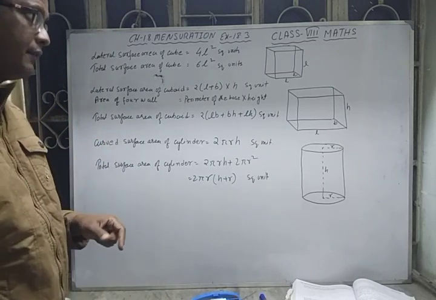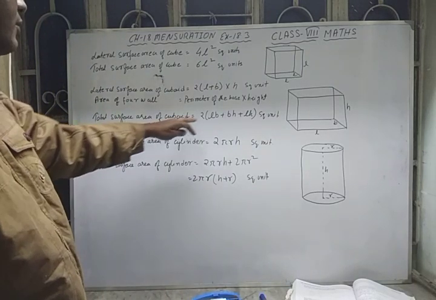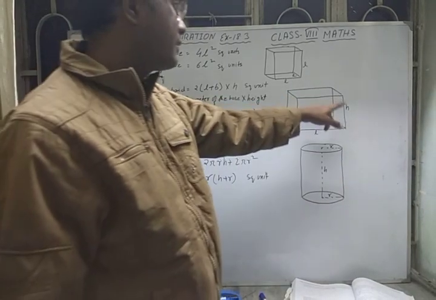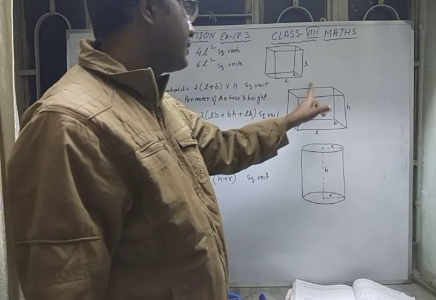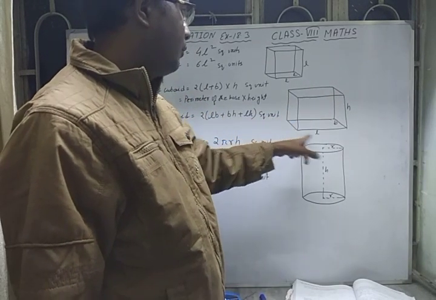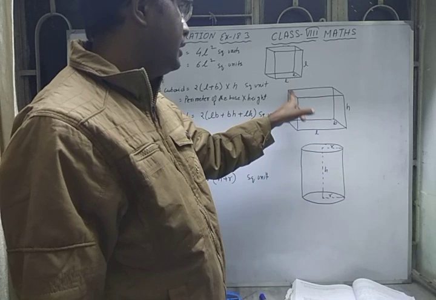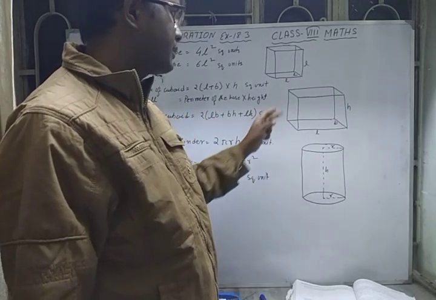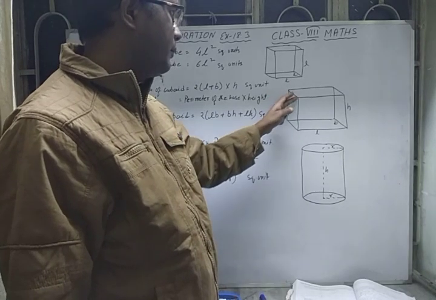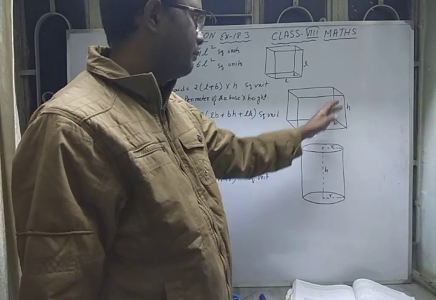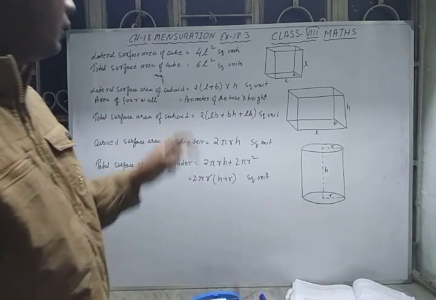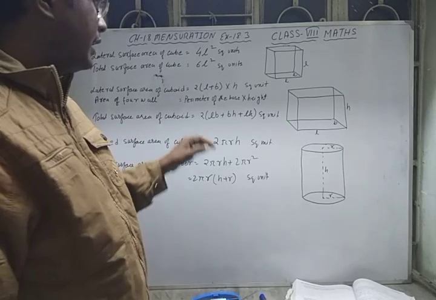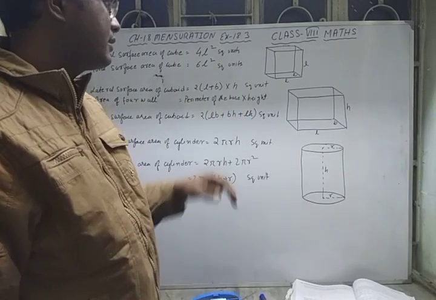Now the total surface area of a cuboid is 2 into (LB plus BH plus LH). Why 2? Because you can see the front face area is L into H and the back face area is L into H. The floor area is L into B, and the ceiling also has area L into B. So 2LB, 2LH, and the side faces: this side face area will be B into H, and the other side face is also B into H. So 2LB, 2BH, 2LH. When you take 2 common, you will get 2 into (LB plus BH plus LH), again in square unit.